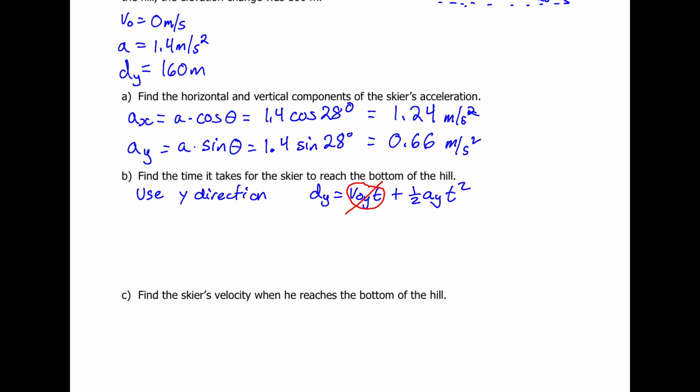So it's not terrible. I don't have a lot of space here, so I'm just going to rearrange it in one step. T is equal to the square root of 2 dy over ay. So that will be the rearrangement of this equation to solve for time.